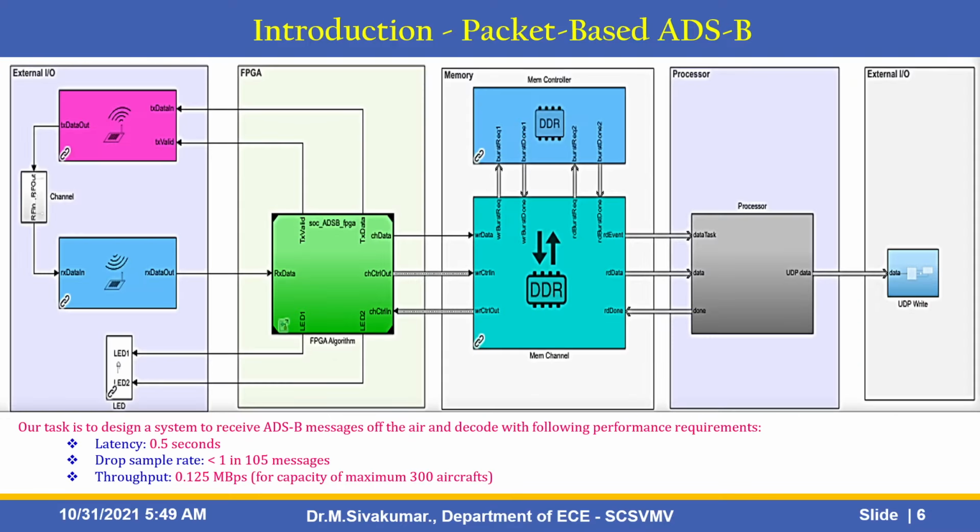Here this is a Simulink diagram of the packet-based ADS-B transceiver. It includes an external I/O block, an FPGA block, a memory block, a processor block, and an external input-output block.